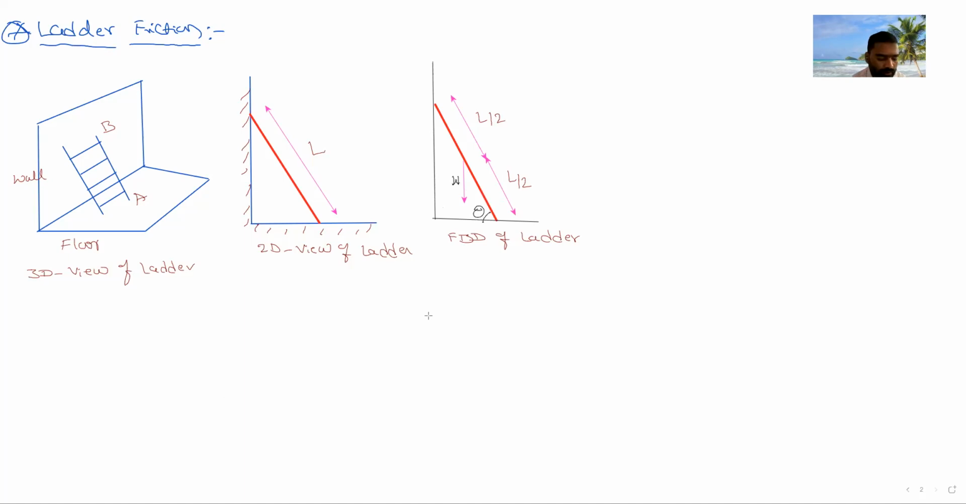Okay, all of you concentrate at this point. This is the point A, the contact point between the ladder and the floor, and point B is the contact point between the ladder and wall. So there is a ladder, and there is a motion also. When the person climbs the ladder, is the point A moving towards the wall or away from the wall?